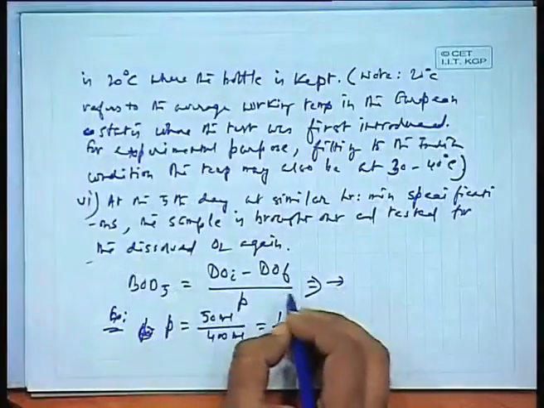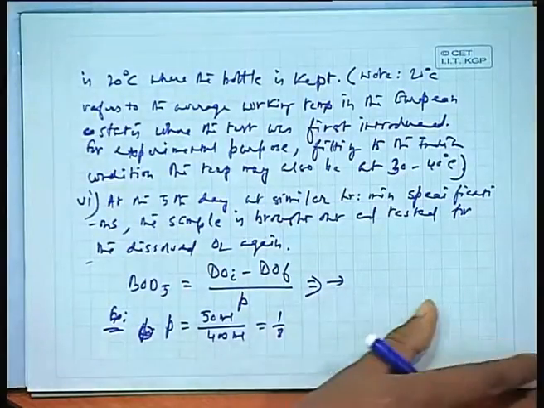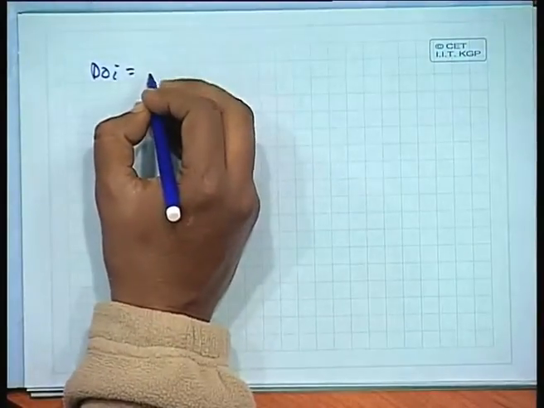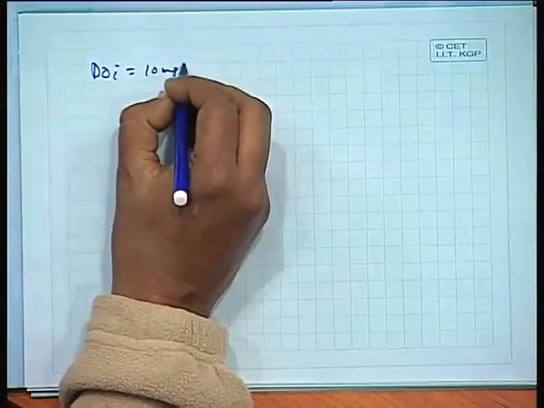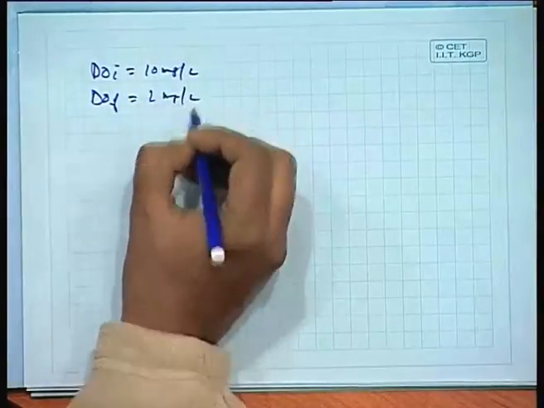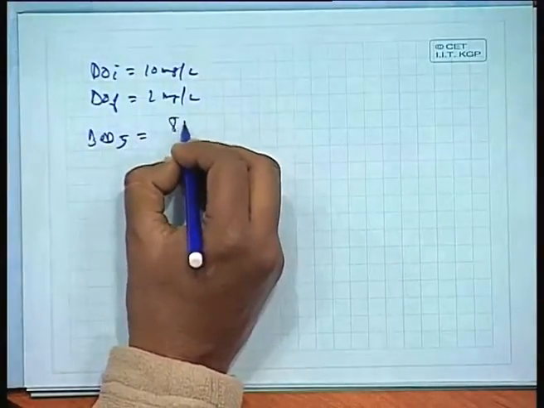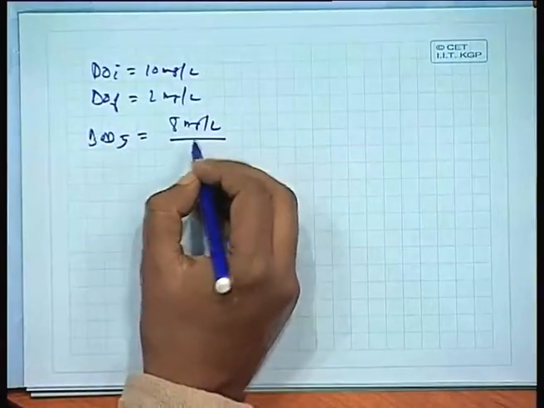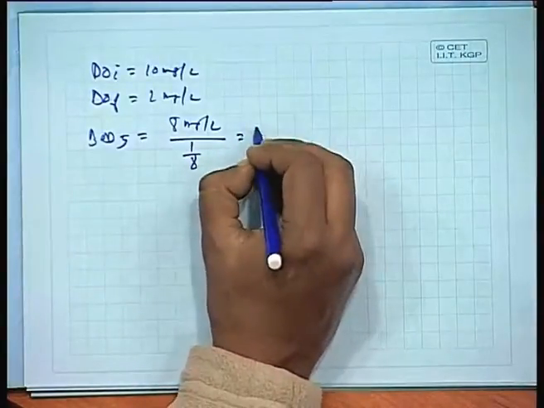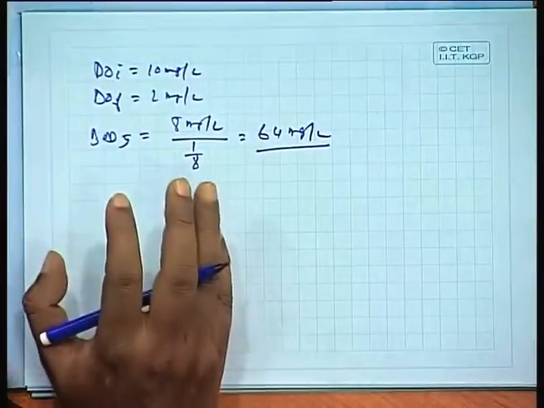Say, for example, suppose we find DOI as 10 milligram per liter, and we find DOF as 2 milligram per liter. So this BOD5 in such a case would be 8 milligram per liter divided by the proportionality constant 1 by 8, so it comes to 64 milligram per liter. This is as simple as that.